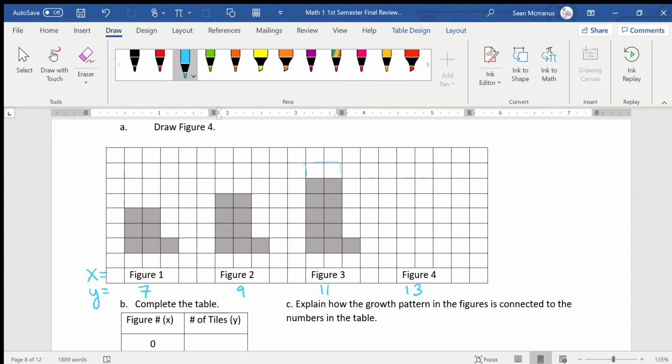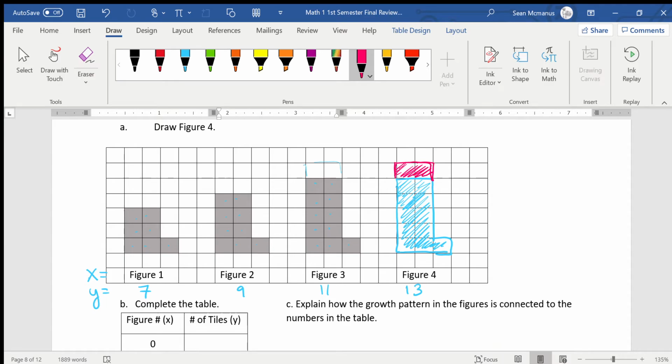So we're going to have, I was going to try to match the colors, but it doesn't really matter. This is the same as figure 3, and then it's going to add 2 on top, so it's going to end up looking like this. I'm color coding so you can see where they go.